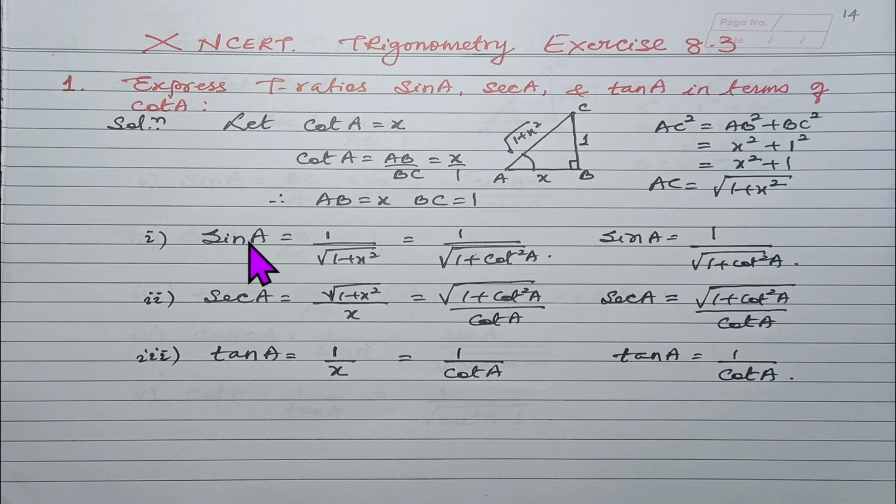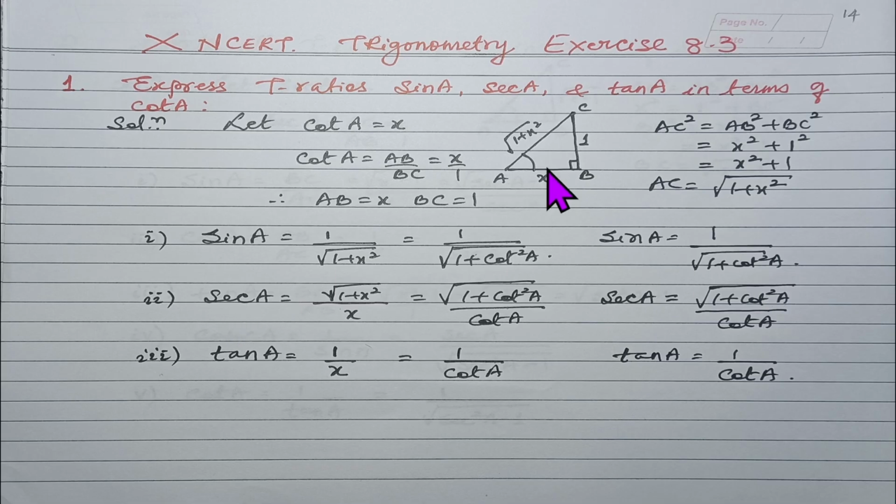Now we have been asked to find sin A. Sin A is equal to BC upon AC. That means it is 1 upon root of 1 plus x square, but we know that x is cot A, so replacing x by cot A we get 1 by root of 1 plus cot square A. Therefore sin A is equal to 1 divided by root of 1 plus cot square A. So we have expressed sin A in terms of cot A.